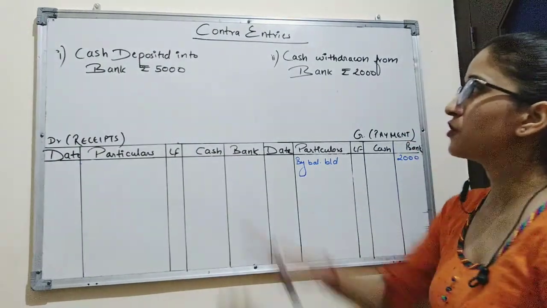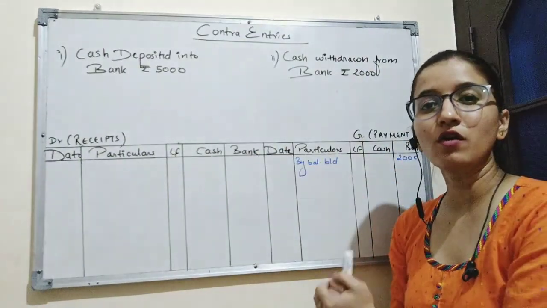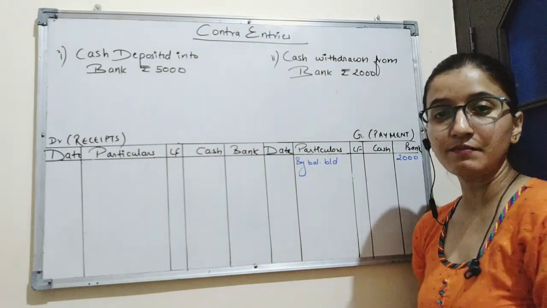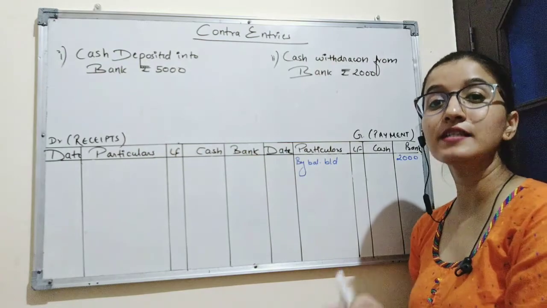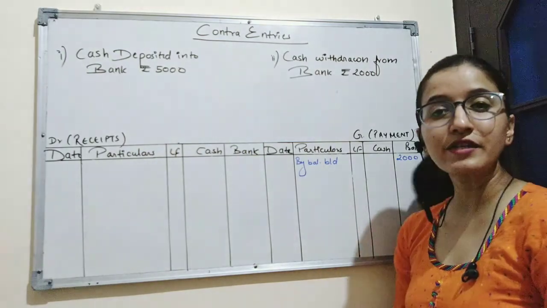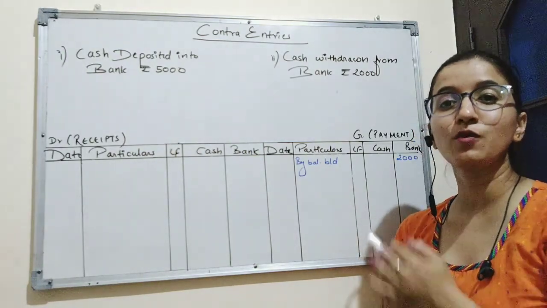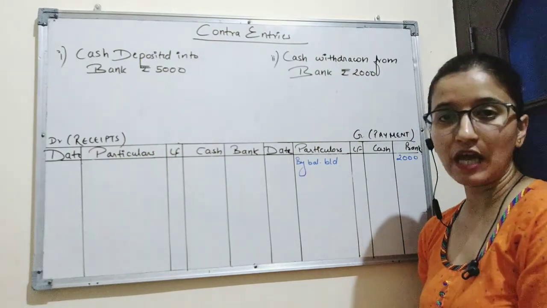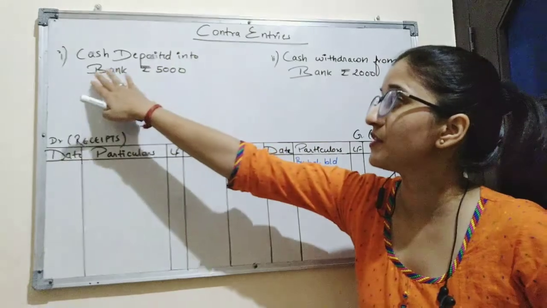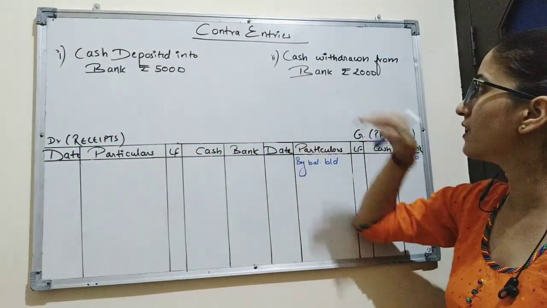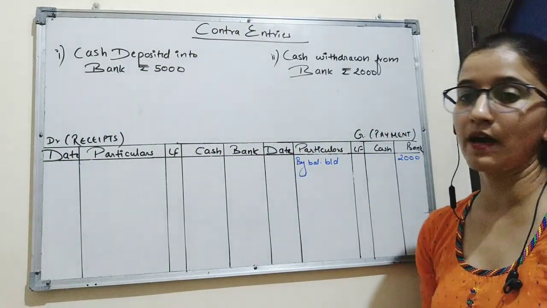Now moving on to the topic of contra entries. What are contra entries? Contra entries are those transactions which affect cash as well as bank simultaneously. So what are contra entries? These are transactions that affect both the bank and cash. There are two kinds of contra entries. First is cash deposited into bank and second is cash withdrawn from the bank.